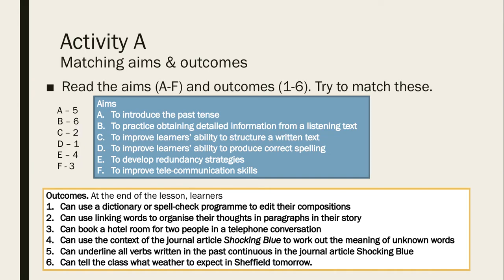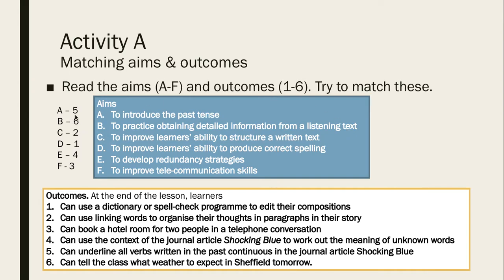All right. What we see is that A, to introduce the past tense, that students can underline all verbs written in the past continuous in the journal article, Shocking Blue. Yeah, this is an outcome that is logically aligned with number 5, this activity. Or let's say this is our aim, and our outcome is more general to introduce the past tense. Okay, our general aim, long term, B, to practice obtaining detailed information from a listening text.